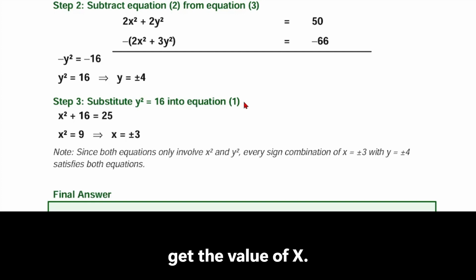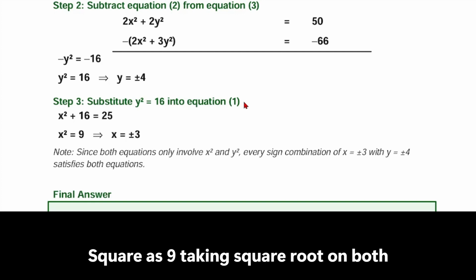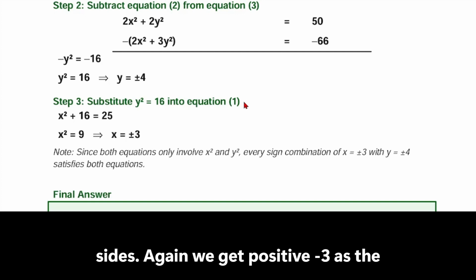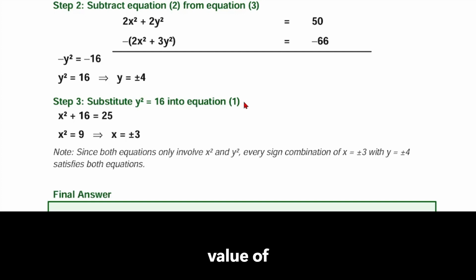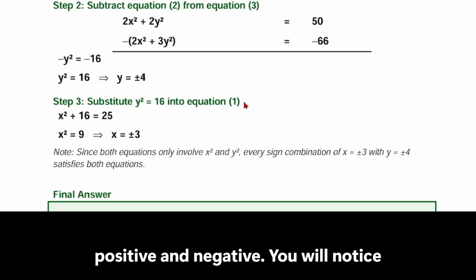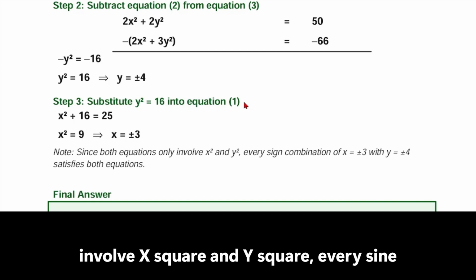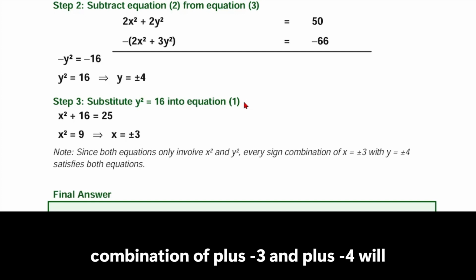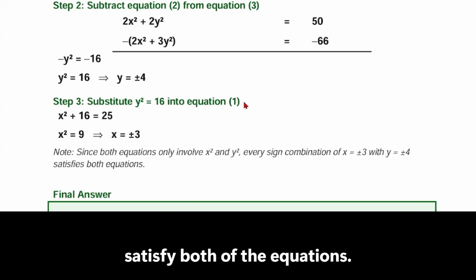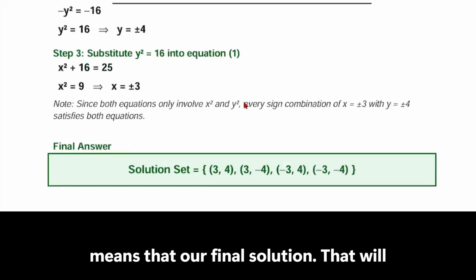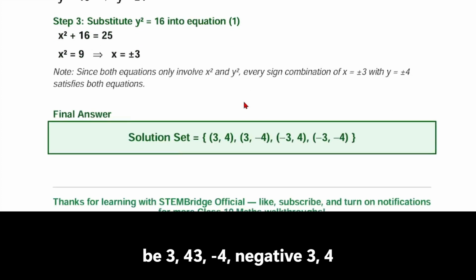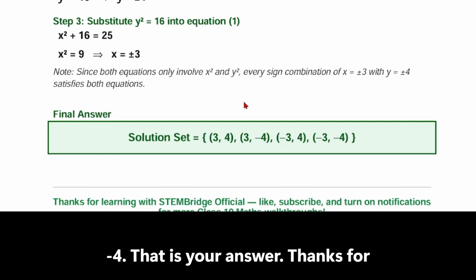So we get the value of x square as 9. Taking square root on both sides, again we get plus or minus 3 as the value of x. You will notice that since both of the equations only involve x square and y square, every sign combination of plus or minus 3 and plus or minus 4 will satisfy both of the equations. This means that our final solution set will be (3, 4), (3, negative 4), (negative 3, 4), and (negative 3, negative 4). Or you can simply write it as plus or minus 3 and plus or minus 4.